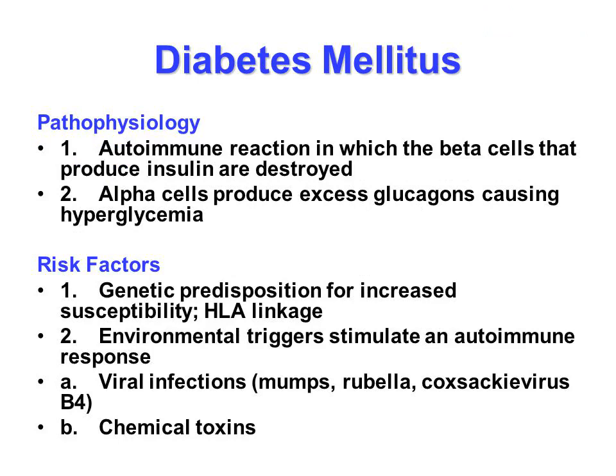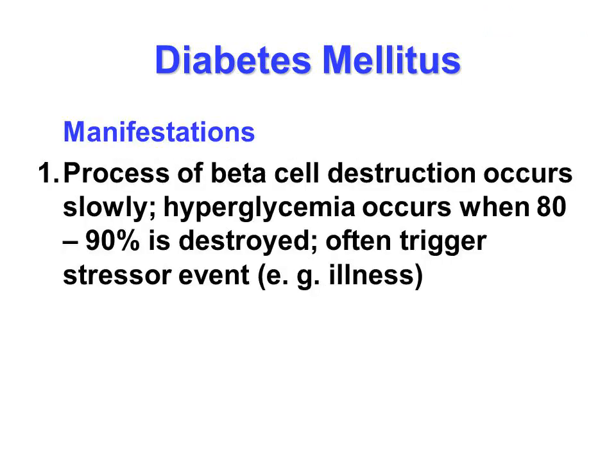Diabetes mellitus pathophysiology. 1. Autoimmune reaction in which the beta cells that produce insulin are destroyed. 2. Alpha cells produce excess glucagon causing hyperglycemia. Risk factors. 1. Genetic predisposition for increased susceptibility, HLA linkage. 2. Environmental triggers stimulate an autoimmune response. A. Viral infections: mumps, rubella, coxsackievirus. B. Chemical toxins.